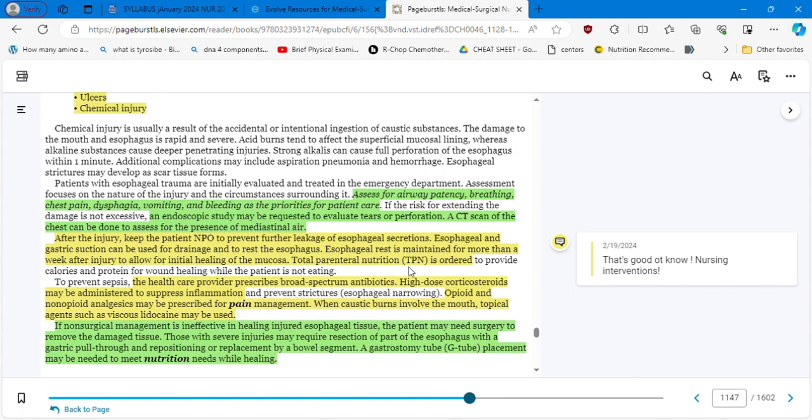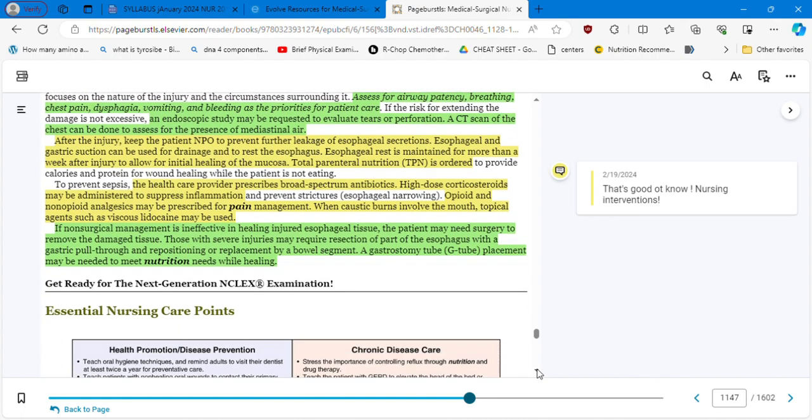Total parenteral nutrition is ordered. The healthcare provider prescribes broad-spectrum antibiotics. High-dose corticosteroids may be administered to suppress the inflammation. Opioid and non-opioid analgesics may be prescribed for pain management. When caustic burns involve the mouth, topical agents such as viscous lidocaine may be used.